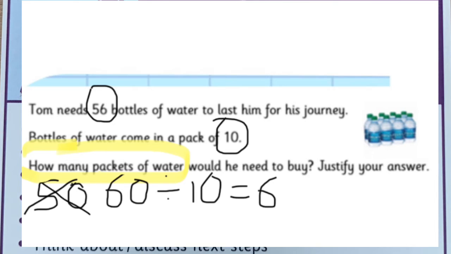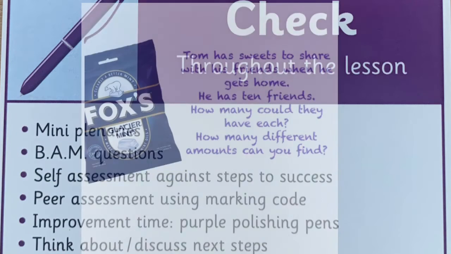So can we start? We know that we're dividing by 10. Are we going to start with 50? No, because that won't give us enough bottles of water. So we're going to start with the next multiple of 10, which is 60. 60 divided by 10 is 6, so we know he needs 6 packets of water. If you wanted to go one step further, you might work out that there are going to be 4 extra bottles left because 60, subtract the 56 he needs, will leave 4 left over.